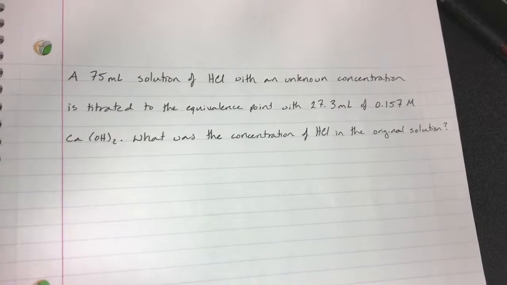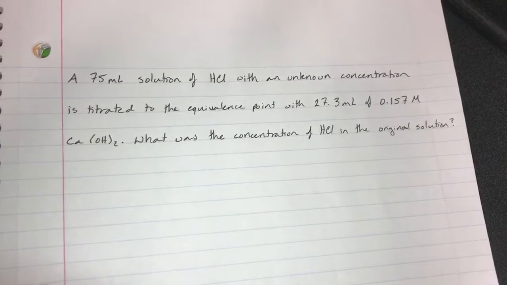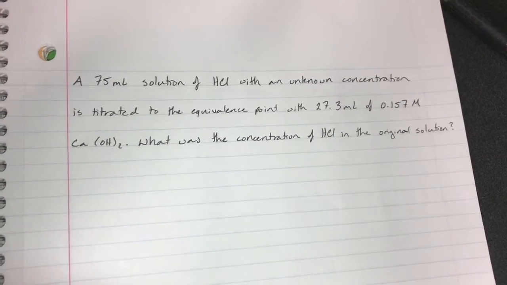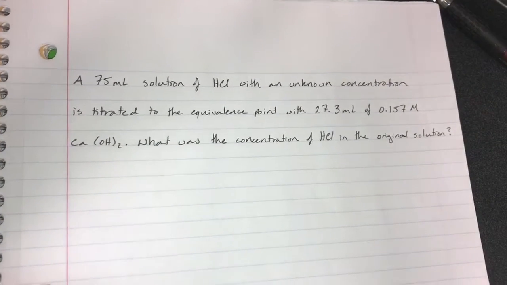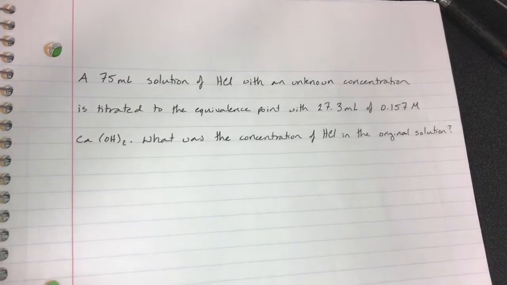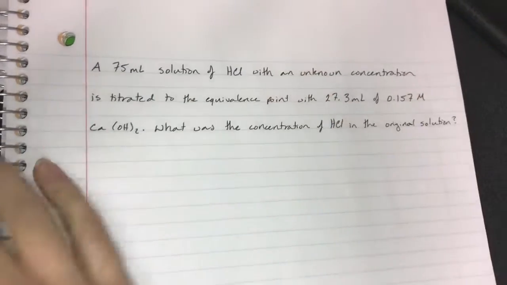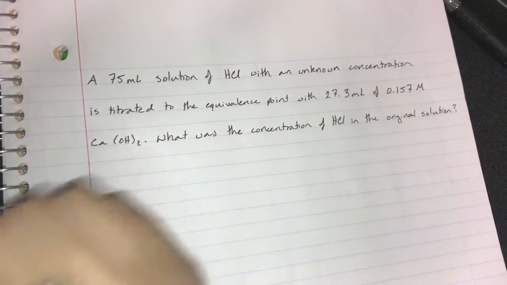A 75 milliliter solution of hydrochloric acid with an unknown concentration is titrated to the equivalence point with 27.3 milliliters of 0.157 molarity of calcium hydroxide. What was the concentration of hydrochloric acid in the original solution? So first, let's break apart the information given to us in the question.